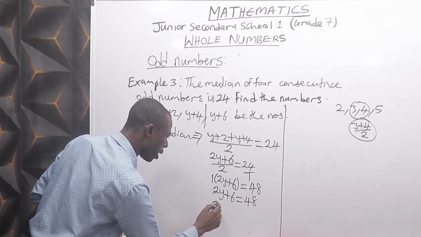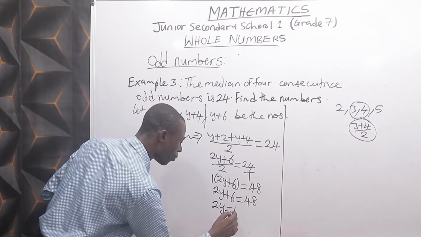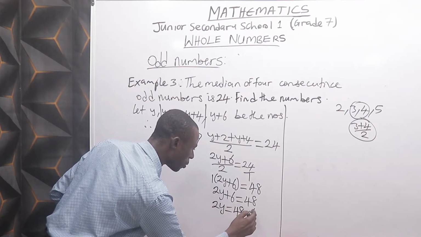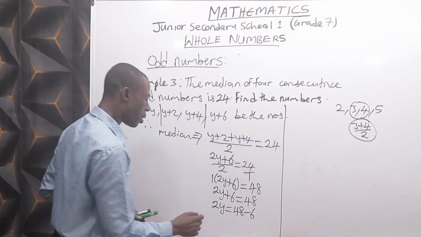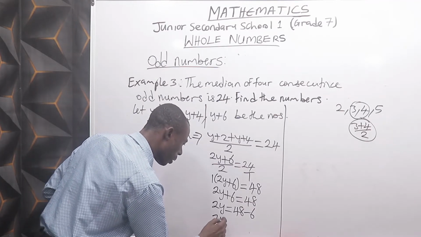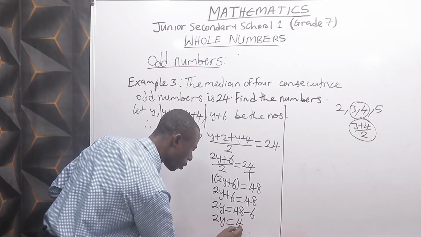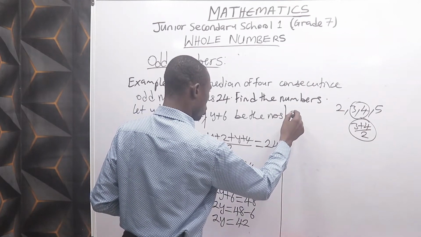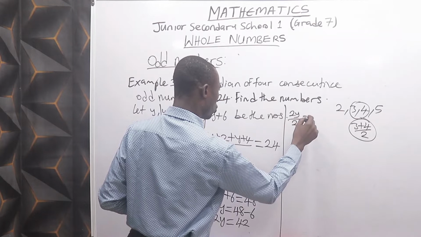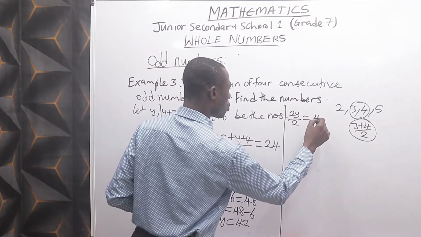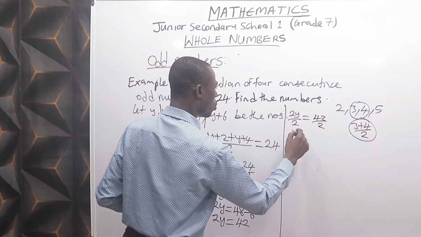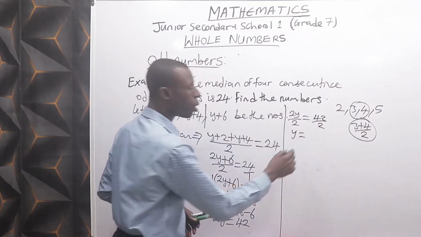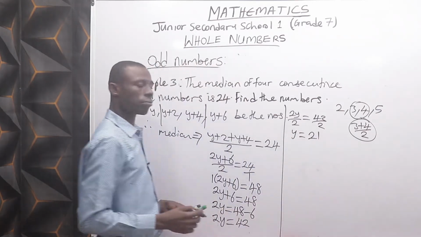Collecting the like terms, we have 2y equals 48 minus 6. So it is 2y equals 42. In short, 2y divided by 2 will be equal to 42 divided by 2. So y is equal to 21.